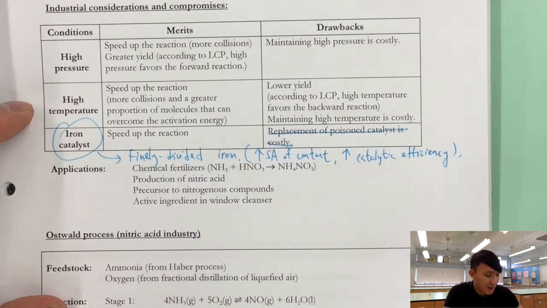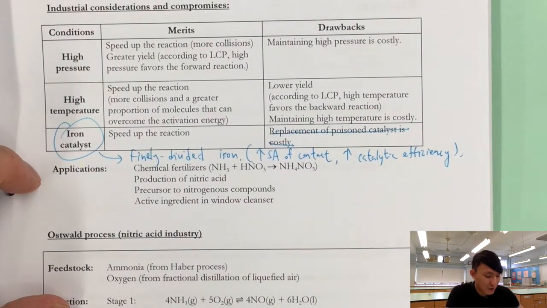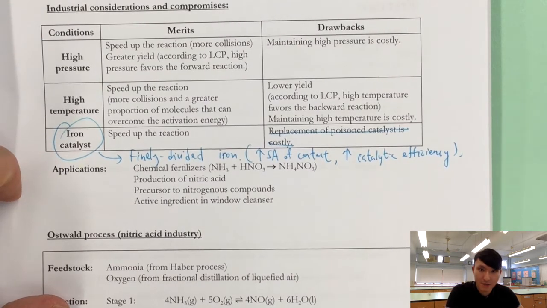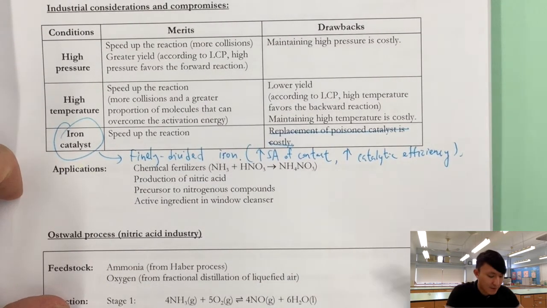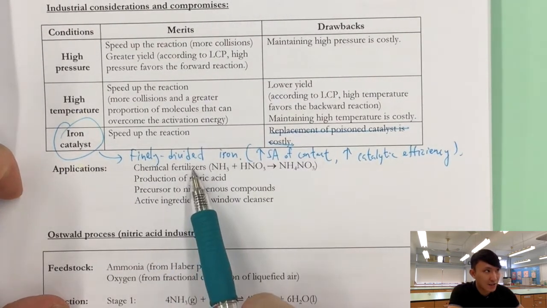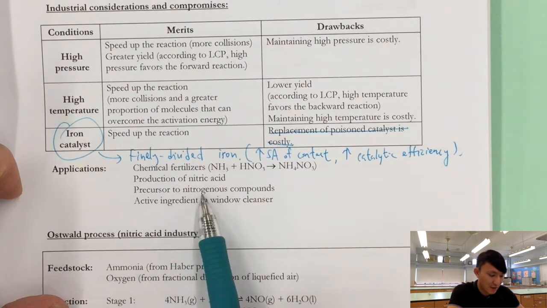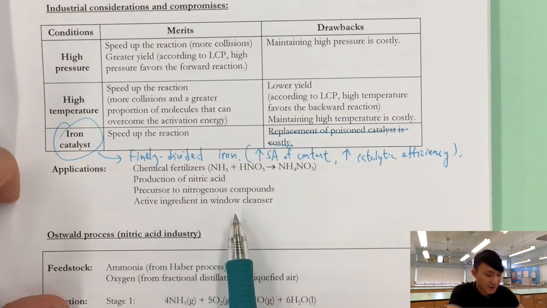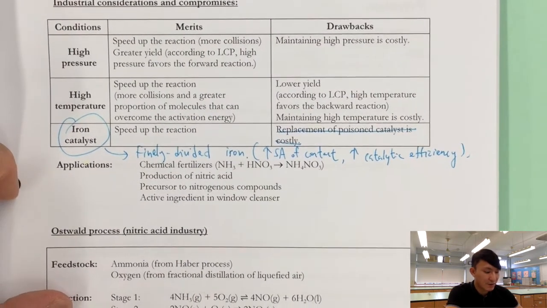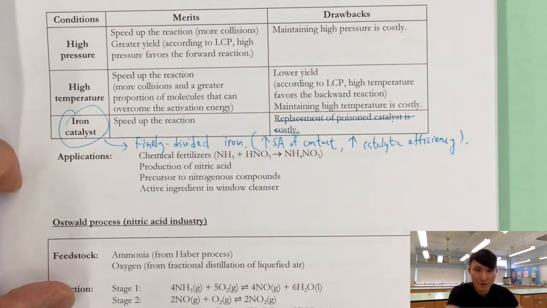Alright, now down here, application. Why do we have to perform the Haber process to make ammonia? Because ammonia can be used to make chemical fertilizer, can be used to make nitric acid, and can be converted into other nitrogenous compounds. Also, it is an active ingredient in window cleaner. So it's a very useful industrial product.